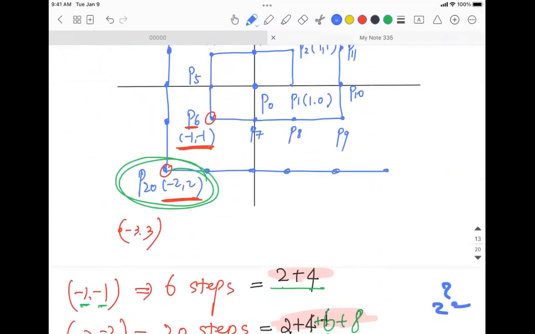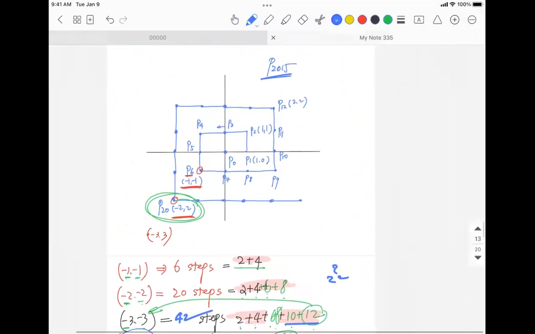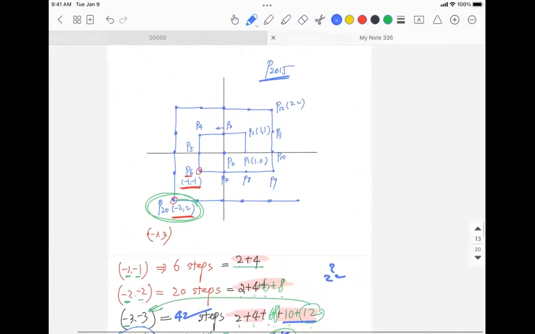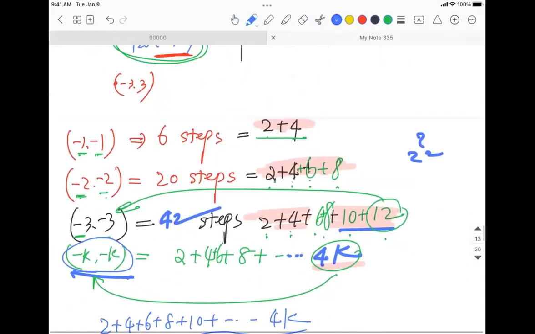So far, so good? Can I have some feedback? Are we all on the same page? Yep. Yes. Okay, perfect.